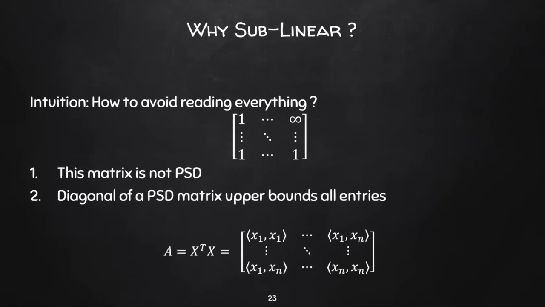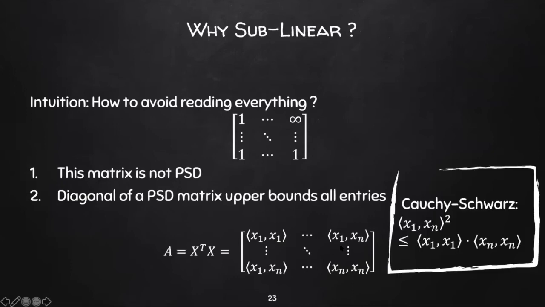To see why the diagonal entries form an upper bound over the off-diagonal entries, we simply use the Cauchy-Schwarz inequality, which says that if we consider the product of these two off-diagonal entries, then it will be less than the product of the corresponding diagonal entries.